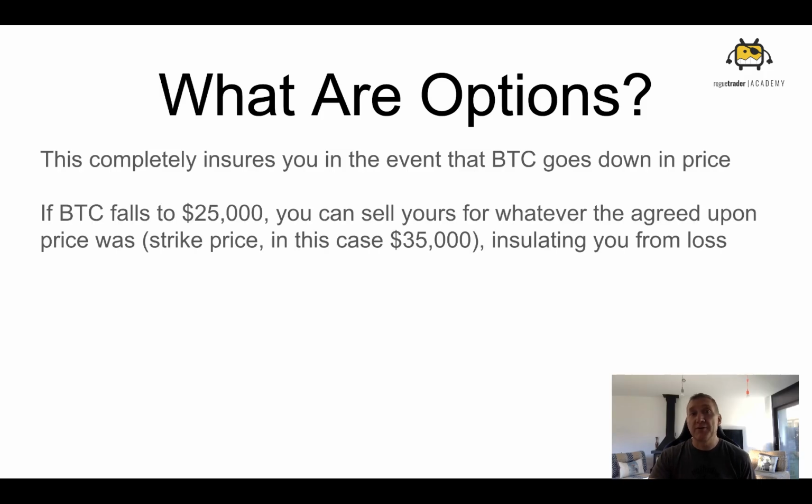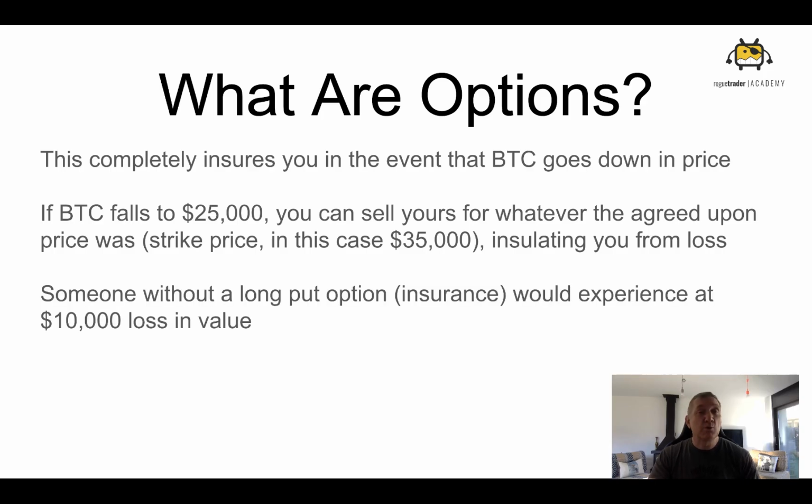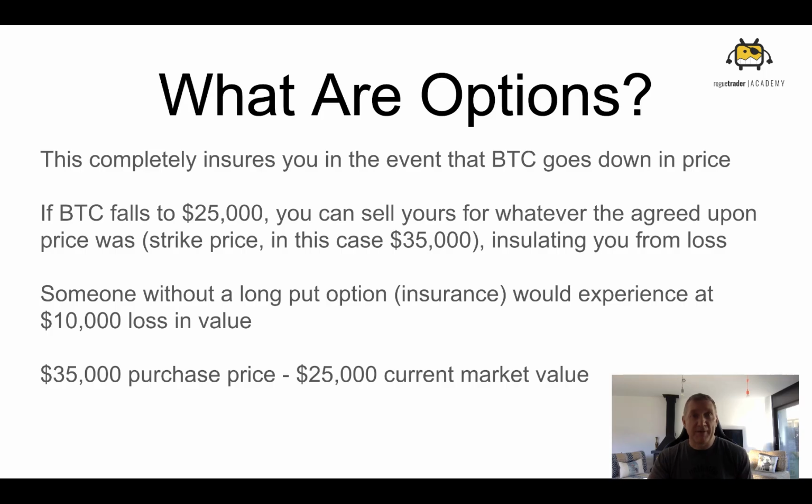So if Bitcoin falls to $25,000, you can sell yours for whatever that agreed upon price was, the strike price, which was in our case $35,000, insulating you from the loss. Now, someone without this long put option, who didn't buy a put option, basically they're uninsured, would experience a $10,000 loss in value. $35,000 what you bought it at, the value drops to $25,000. That person would experience a $10,000 loss.